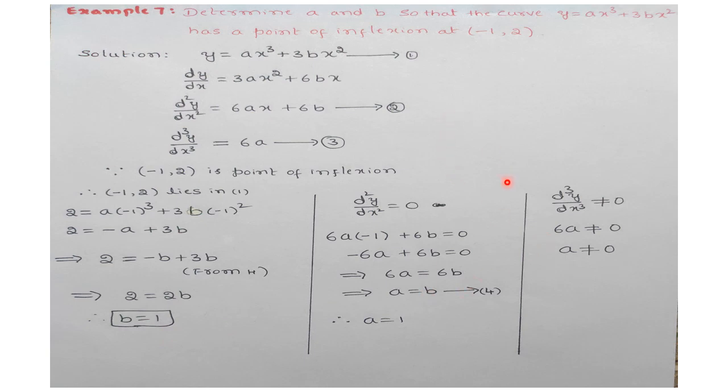Next, check whether the third derivative at this point is not equal to 0. The third derivative is 6a, and 6a is not equal to 0, isn't it? That means a is not equal to 0. Yes, correct, a is not equal to 0. Therefore, our constant values are a = 1 and b = 1. Okay.